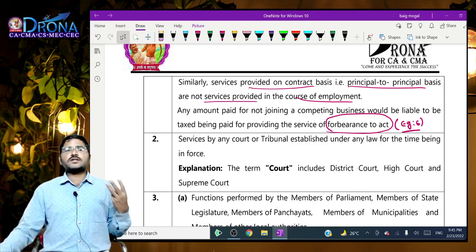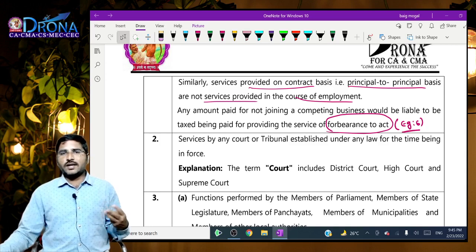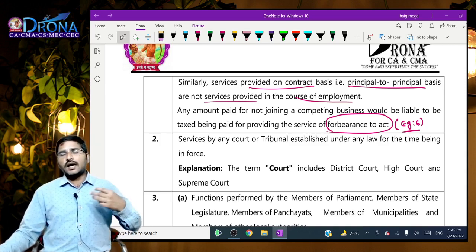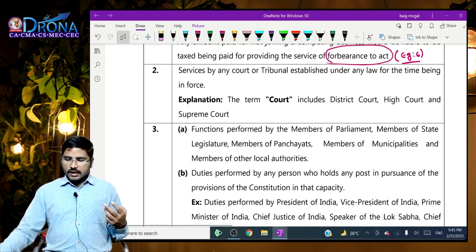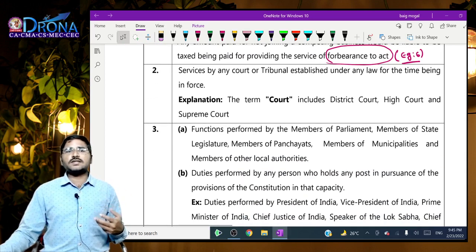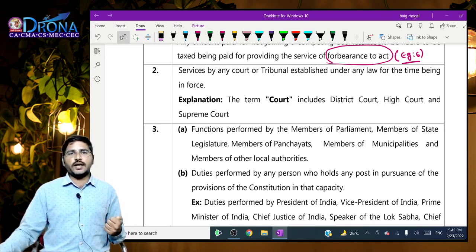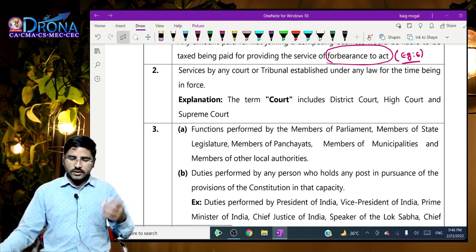And the third one, functions entrusted to the MPs, MLAs, ward members, panchayat members, and where a person gets a position by virtue of the constitution, or where a person is a member or a chairperson in a committee which is constituted by the CG or local authority, and these persons are rendering services for prosperity and development of the country, whatever remuneration they get, it is neither a supply of the good nor a supply of the service.